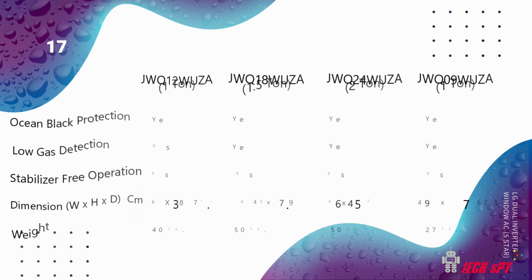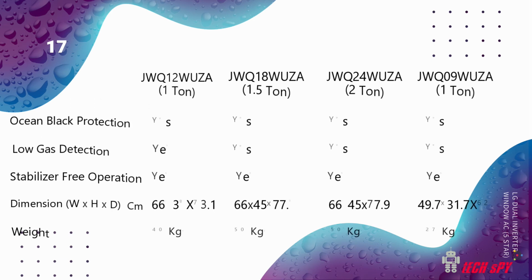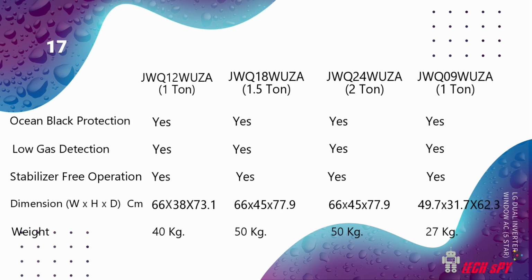Next, talk about dimensions. The 1 ton model is 66 centimeter by 34 centimeter by 73.1 centimeter. The 1.5 ton, 66 centimeter by 45 centimeter by 77.9 centimeter. The 2 ton, 66 centimeter, 45 centimeter, and 77.9 centimeter. The new model, 49.7 centimeter, 31.7 centimeter, and 62.3 centimeter.